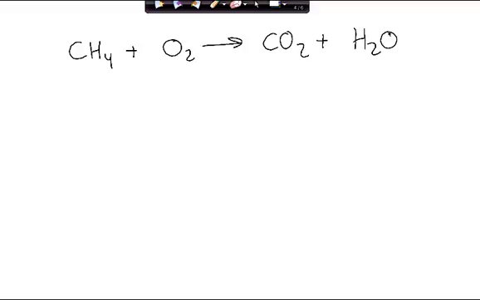Here we go. So we're going to go CH4 plus O2 yields CO2 and H2O. Now we've got to balance it or the math doesn't work. So 1 carbon, 4 hydrogens, 2 hydrogens. So we need a 2 and we need a 2. Okay?